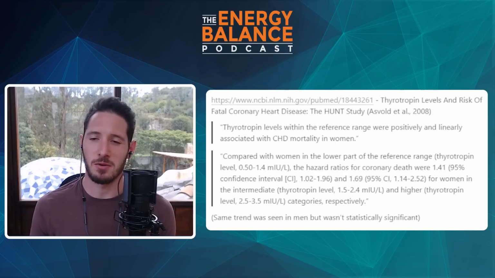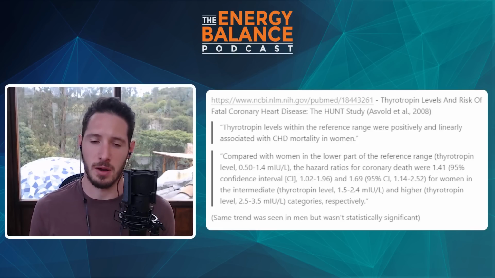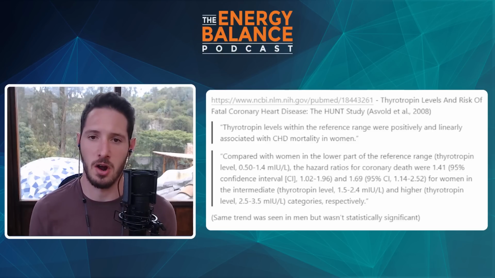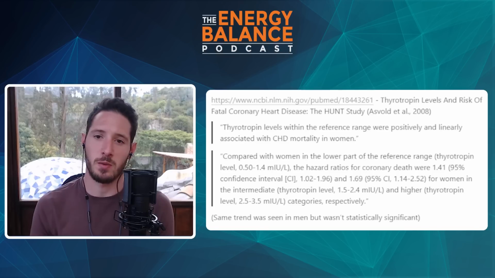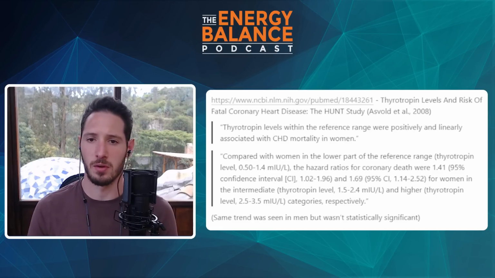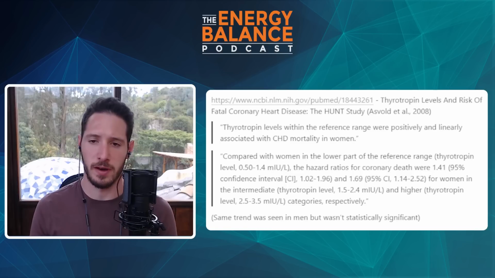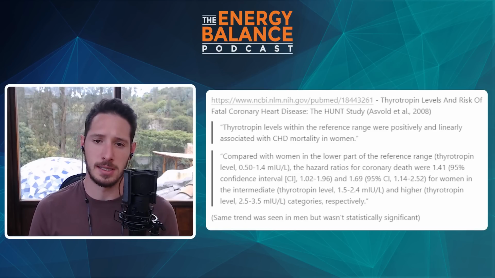The next paper is titled Thyrotropin Levels and Risk of Fatal Coronary Heart Disease, the HUNT Study. There's a couple of quotes here. They state that thyrotropin levels, thyrotropin is TSH, by the way, within the reference range were positively and linearly associated with coronary heart disease mortality in women, compared with women in the lower part of the reference range, which is a TSH level of 0.5 to 1.4. Their hazard ratios for coronary death were 1.41 and 1.69 for women in the intermediate TSH level of 1.5 to 2.4, and higher in the TSH level of 2.5 to 3.5 categories, respectively.